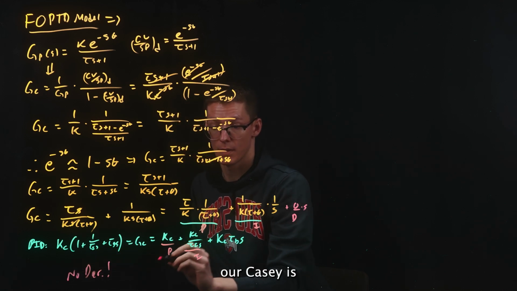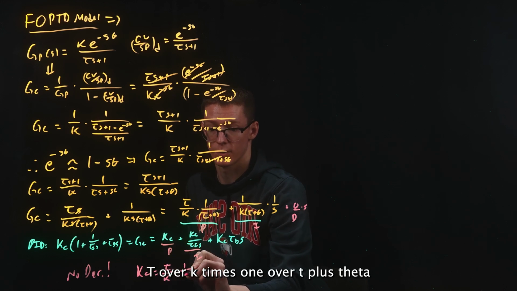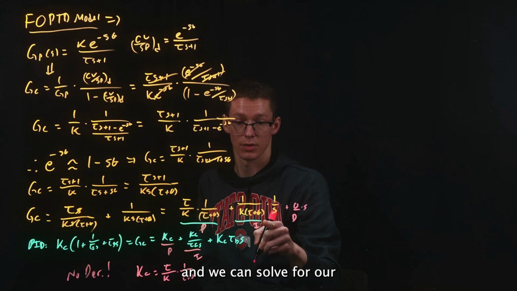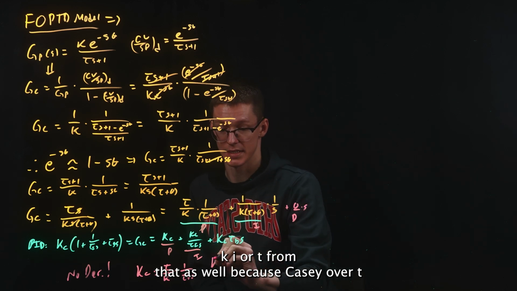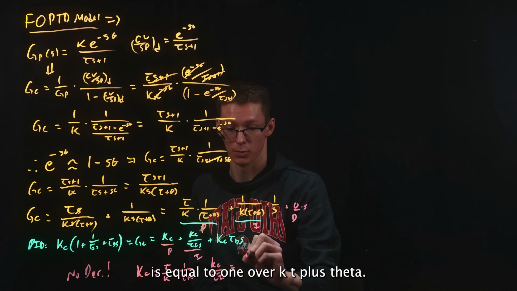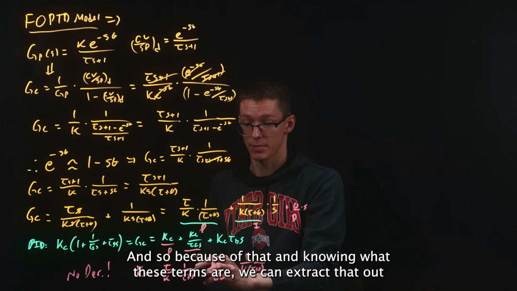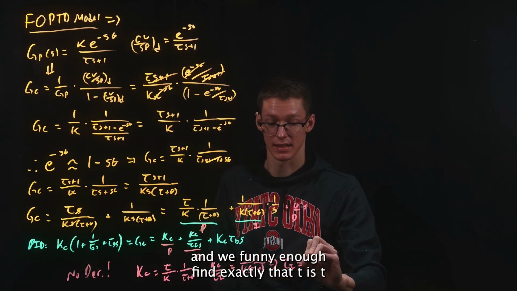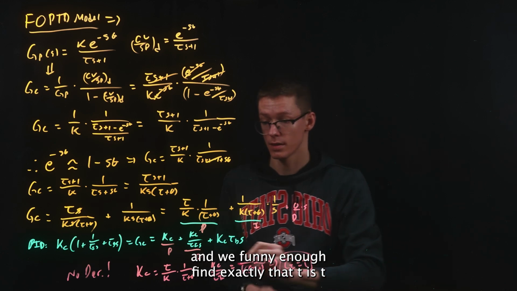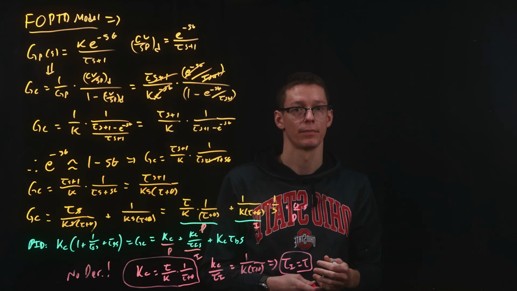But we do have our Kc is T over K times 1 over T plus theta. And we can solve for our Ki or Ti from that as well, because Kc over Ti is equal to 1 over K times T plus theta. And we know what Kc is directly. And so, knowing what these terms are, we can extract that out, and funny enough, find exactly that Ti is T. How wild. We just used a first order system to actually build that out.